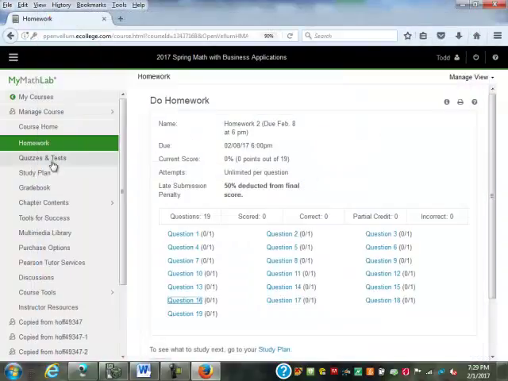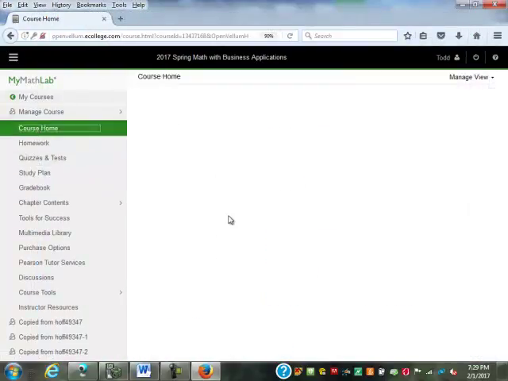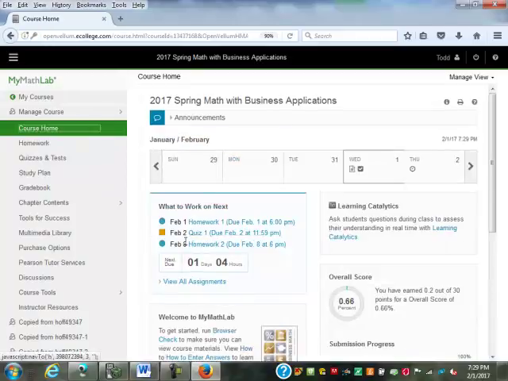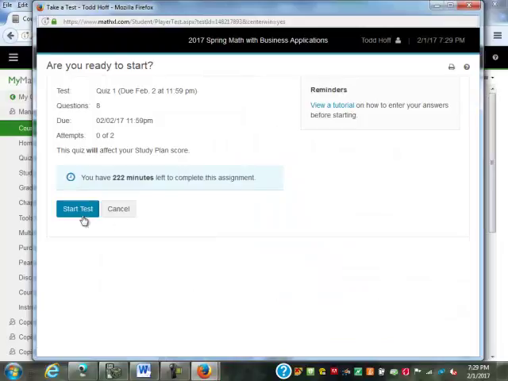This quiz. In MyMathLab, you see it says quizzes and tests. Actually, if you're at the home, in the dashboard here, the quiz should now show up here as due February 2nd. You can just click on it there to do it as well. They'll give you the option. Remember, once you start, you get 2 attempts. Once you start it, you got to finish it. And that's pretty much what we covered last week.